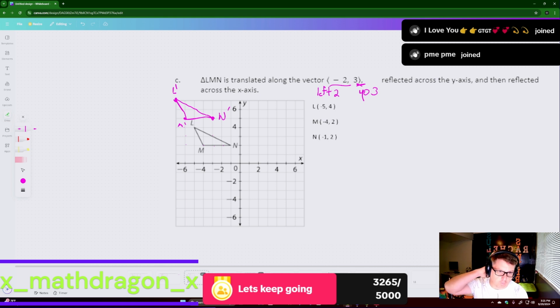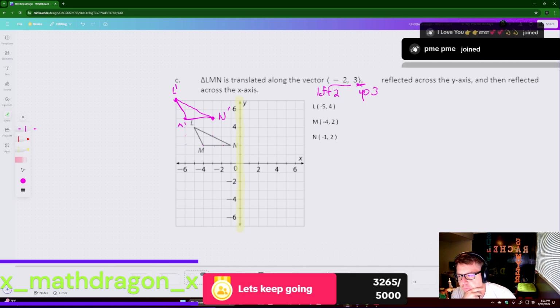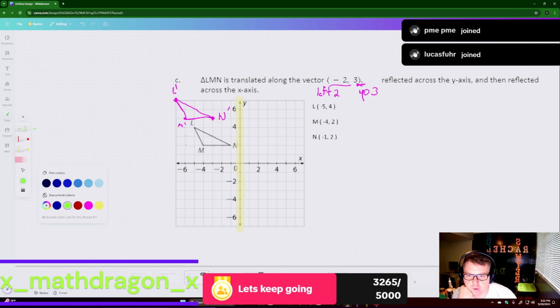And then we're reflecting it across the y-axis. So once again, we're here. So we want to calculate the distance away. 1, 2, 3, 1, 2, 3. Here is N prime. 1, 2, 3, 4, 5, 6. That's M prime. And then since we're on this corner, we should be on that corner.